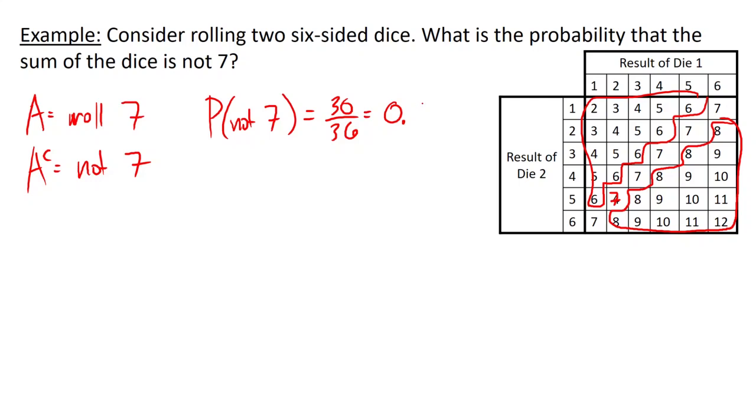What does that come out to? 30 out of 36? 0.8333. Yeah. So it's like 0.8333. So that's the answer if you just add up all the non-7s.